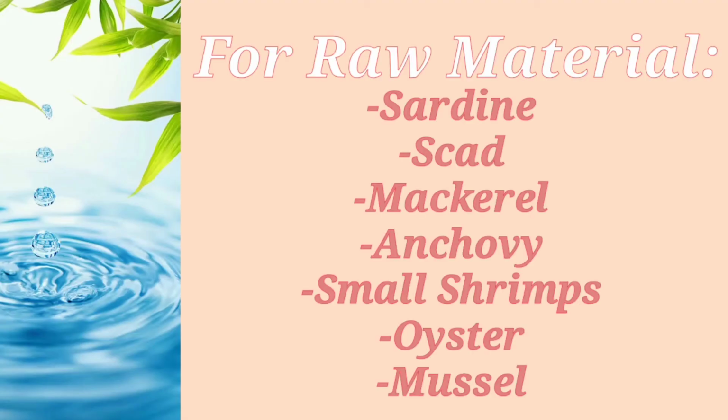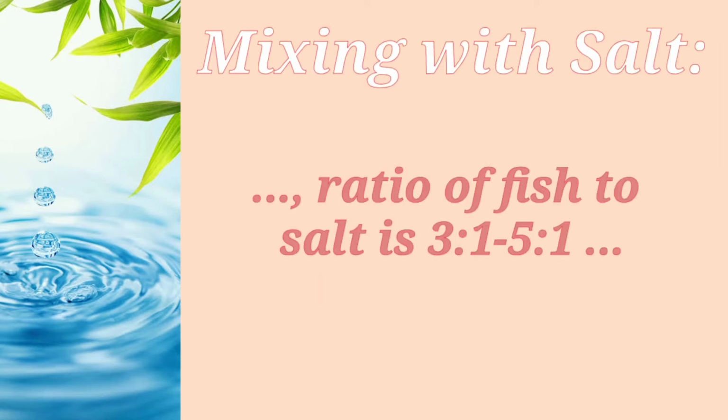Raw material: fresh small fish, small shrimps, oyster, and mussel meats are suitable as raw material. Mixing with salt, the ratio of fish to salt will vary from 3:1 to 5:1, depending on the size of the raw materials and the type of salt used.